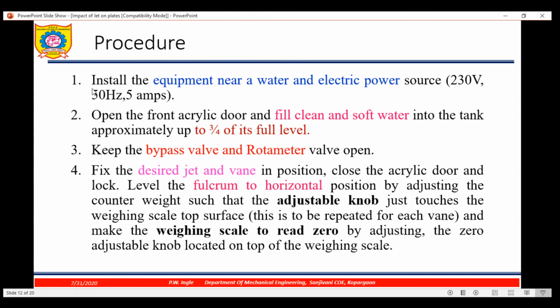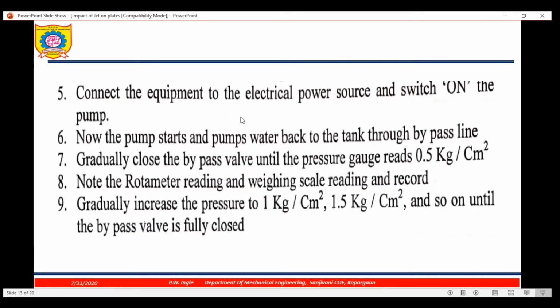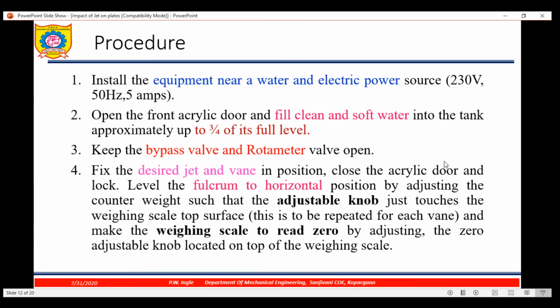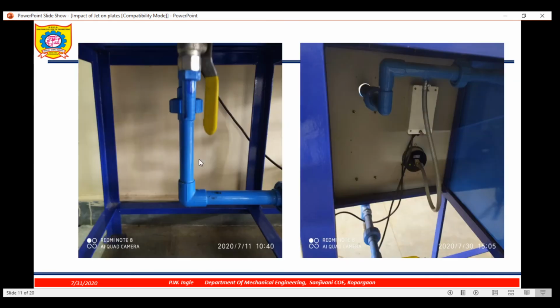Now next, connect the equipment to the electrical power source and switch on the pump. Now the pump starts and pumps water back to the tank through the bypass line. Gradually close the bypass valve until the pressure gauge reads 0.5 kg per centimeter square. So what we will do? Gradually close the bypass valve. By closing the bypass valve, you can get the pressure gauge reading.